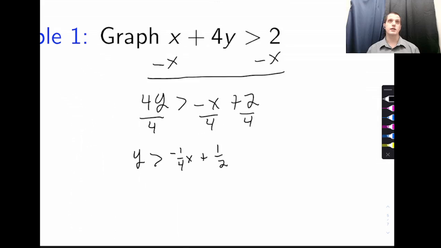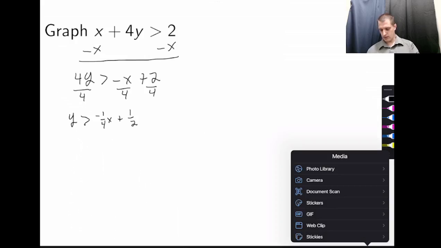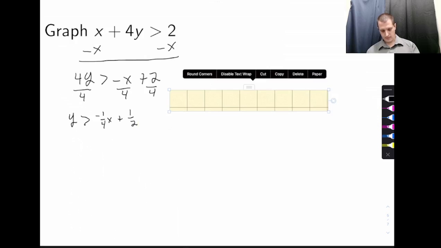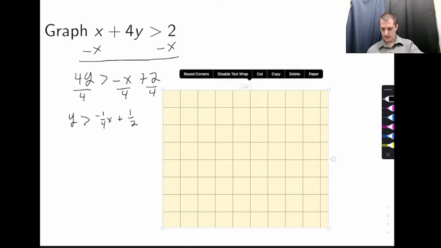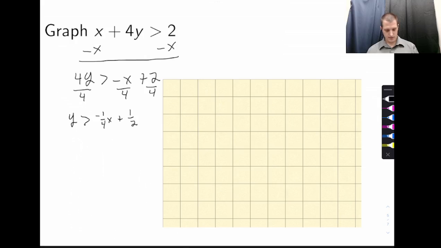Well, that kind of sucks. We have a fraction. Oh well. Okay, so we now have this in slope-intercept form. We don't have an equation, we have an inequality, but we're going to graph it very similar to if it were just an equation. So we'll go ahead and graph our y-intercept.